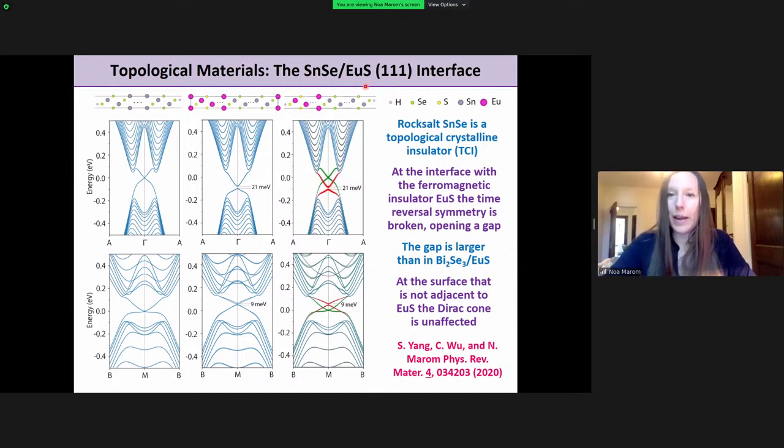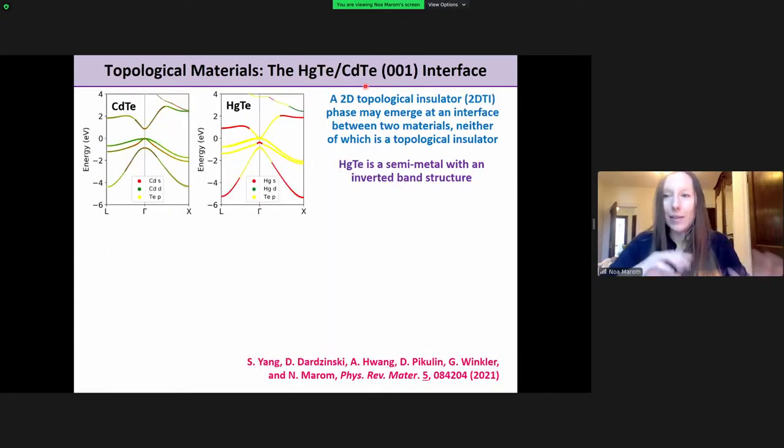So that's one story about topological insulators and how you can manipulate their properties by interfacing them with other materials. And then another story is what we call a 2D topological insulator. So that's a topological insulator phase that can emerge at an interface between two materials that are not topological insulators themselves.